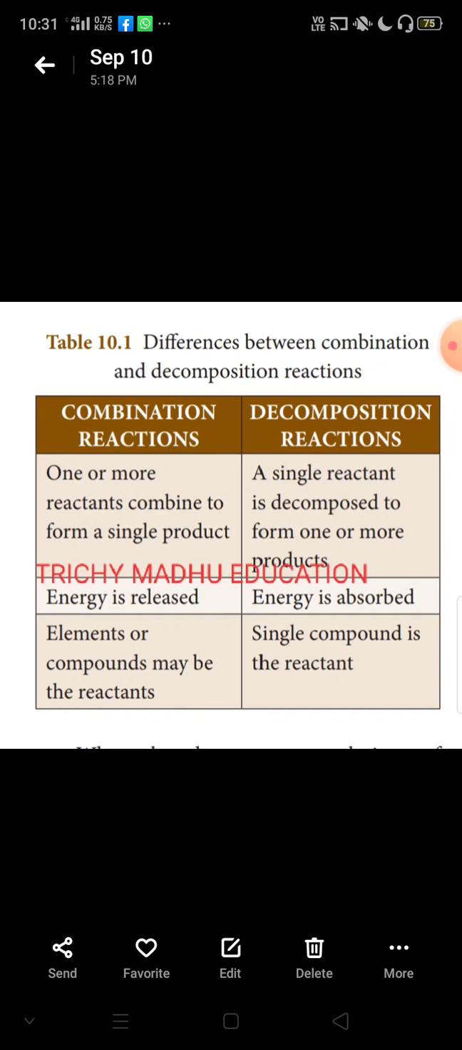In combination reactions, one or more reactants combine to form a single product. In decomposition reactions, a single reactant is decomposed to form one or more products. So here, in combination reactions, energy is released. In decomposition reactions, energy is absorbed. In combination reactions, elements or compounds may be the reactants. In decomposition reactions, a single compound is the reactant.